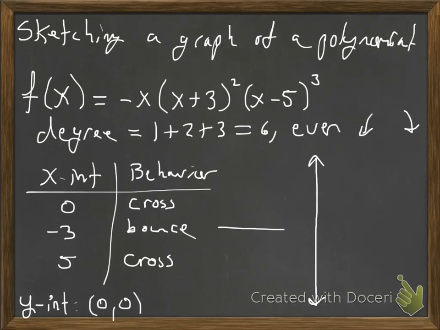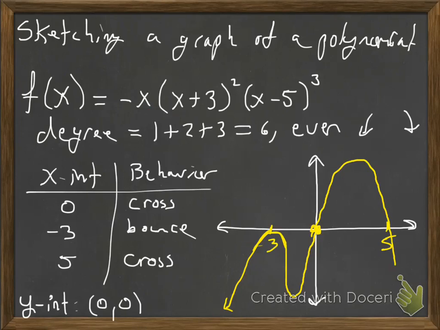A nice one. Okay? So I'll draw in my x-intercepts, and then I know what my end behavior is. So I know that both branches are going to be shooting down like this. I know I bounce at negative 3. I know I cross at 0, and I know I cross at 5. Okay? And then if you plot this in your graphing calculator, it may look a little bit different. It may look similar.